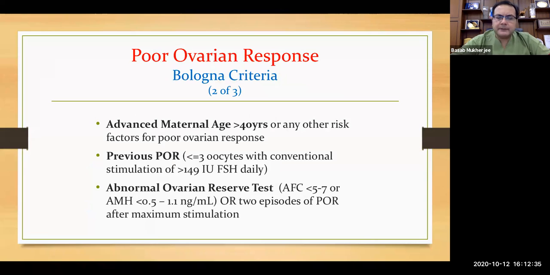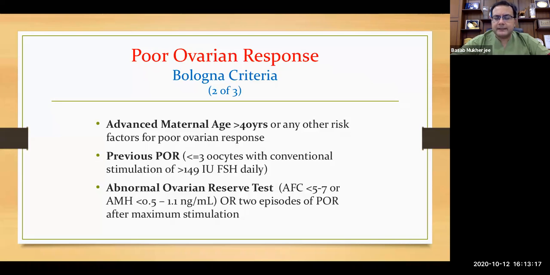When the terminology of poor ovarian response came up, the Bologna criteria came with it, defining what would constitute poor ovarian response. There are three factors pointed out in the slide: an advanced maternal age of more than 40, or any other risk factors for poor ovarian response; a previous poor ovarian response, where three or fewer oocytes were seen with conventional stimulation of more than 150 international units of FSH daily; and an abnormal ovarian reserve test.